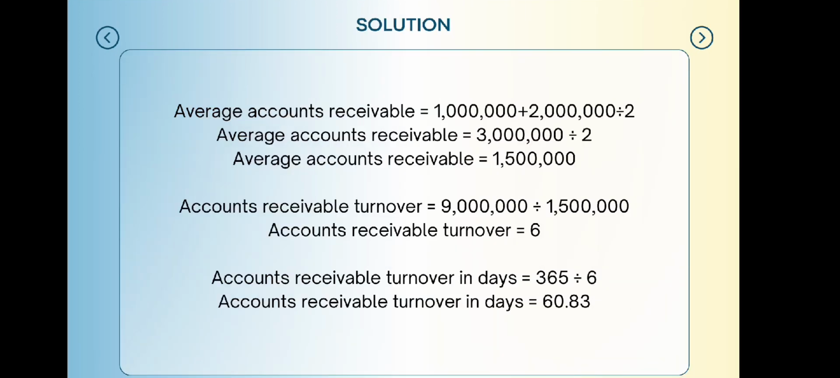So, to compute the accounts receivable turnover in days, we must compute the average accounts receivable, which is equal to 1 million plus 2 million divided by 2, which is equal to 1.5 million, while accounts receivable turnover is equal to 9 million divided by 1.5 million, which is equal to 6. Then 365 divided by 6 is equal to the accounts receivable turnover in days of 60.83.